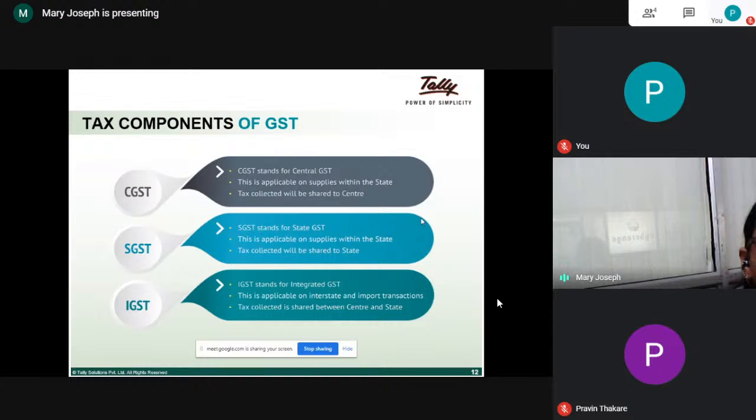Next one is IGST. IGST stands for Integrated Goods and Service Tax. This is applicable on interstate and import transactions. Tax collected is shared between the central and the state. Both will share this.